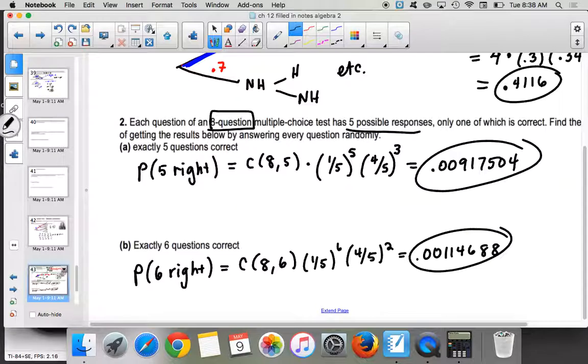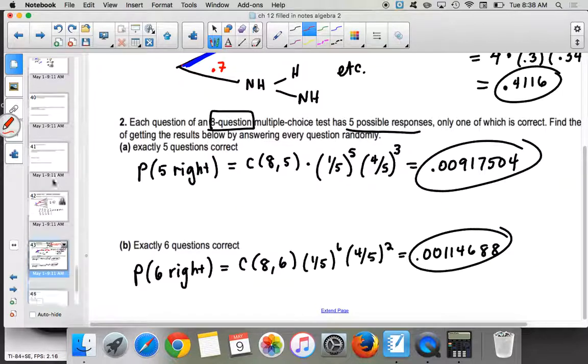Okay, does this make sense? Are we seeing some patterns here? Do you notice something about these two numbers? What do they add to be? 8, which was our number of questions. What about these two numbers? What do they add to be? 1, because it's talking about probability. So there's some patterns to it.